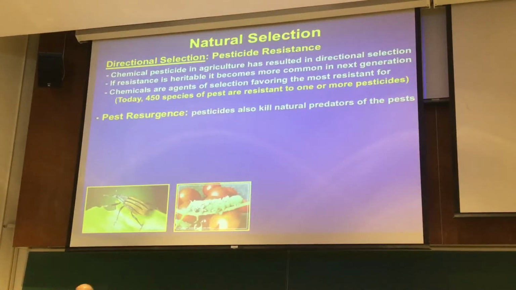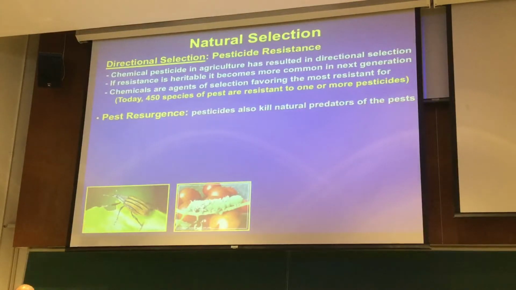Let's talk about some examples of this operating in the world in not such nice ways with human beings that we unfortunately drive. And so, directional selection can be expressed cleanly with pesticide resistance and different kinds of nasty insects that we do not like because they eat our agricultural crops and reduce our yields. Chemical pesticide resistance in agriculture has been driven by directional selection.